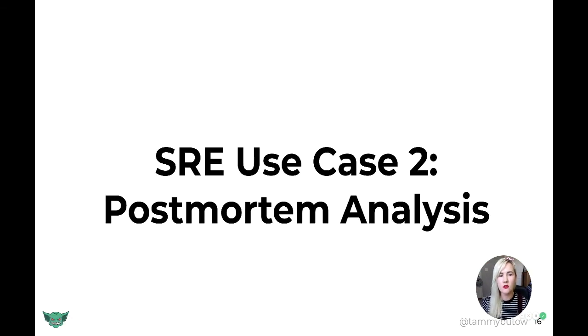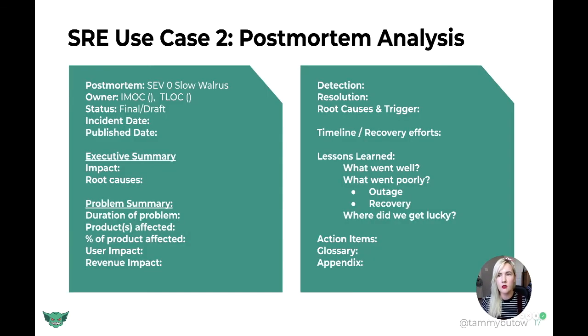Now let's look at use case number 2, postmortem analysis. Here's a postmortem. SEV 0, slow walrus. I recommend giving SEVs real names because it's easier to remember them. And then if it happens again, you'll say, I think it's another slow walrus. We label the IMOC, the TLOC. We say if the postmortem is a final or a draft. We add the incident date, the published date.